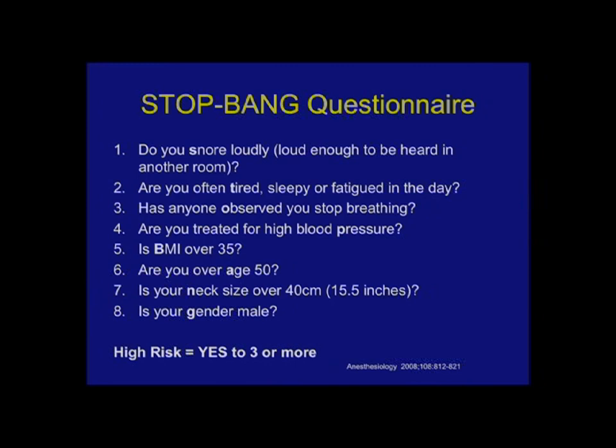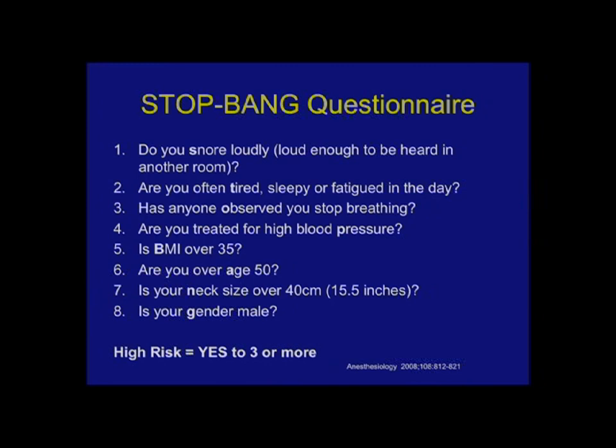Are you often tired or fatigued? Has anyone observed you to stop breathing? Are you treated for high blood pressure? Is your BMI over 35? Is your age over 50? Is your neck size over 40 centimeters or 15 and a half inches? And is your gender male?